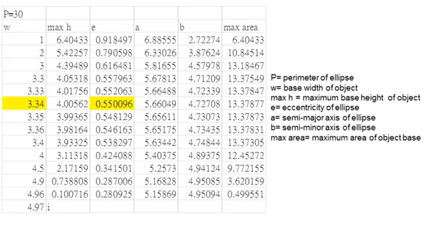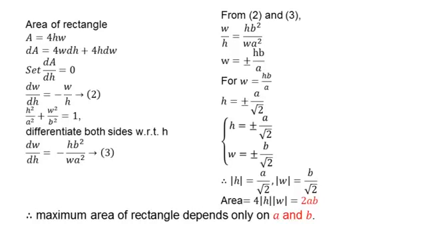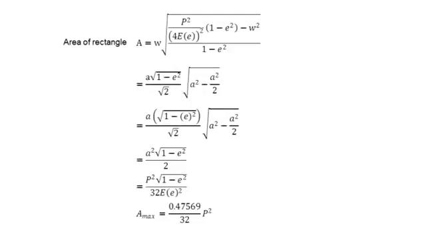But we didn't stop. We even generated more tables and even more detailed data. And we found an interesting property: it reaches maximum area when E is in the range of 0.54 to 0.55. And then we found that when w is equal to b over square root 2, and we put it back into the ellipse equation that we have, we can successfully come up with an equation that links up the maximum area and the perimeter.